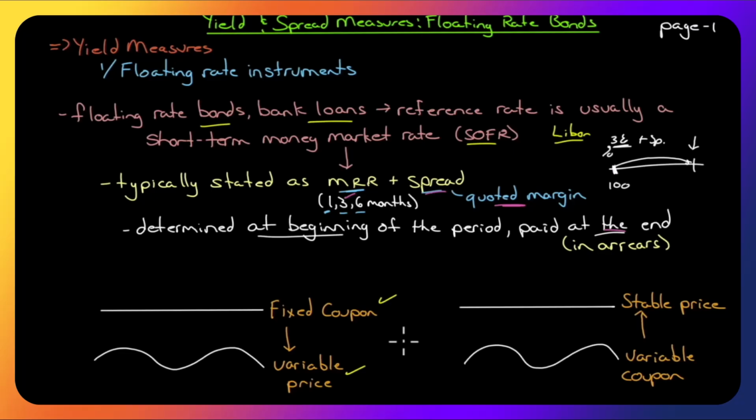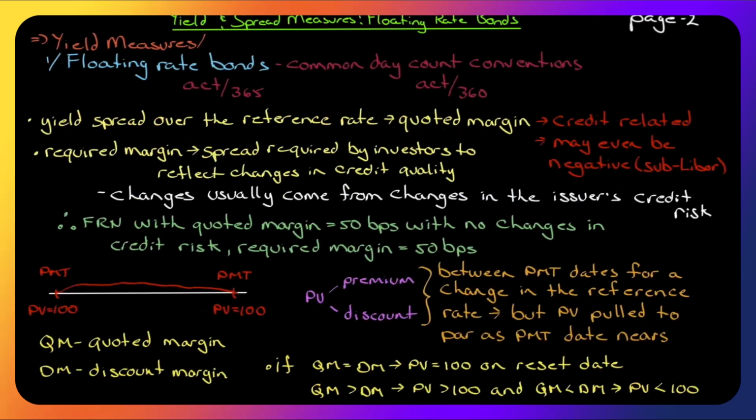I can't get more out of the coupon, so I got to buy the bond at a cheaper price to make up for it. However, with a floating rate bond, as the market rate changes, the coupon changes. So the price tends to stay more stable. Well, I shouldn't say more stable. The price tends to stay stable as long as the spread remains stable. All right, let's look at some day count conventions for floating rate bonds.